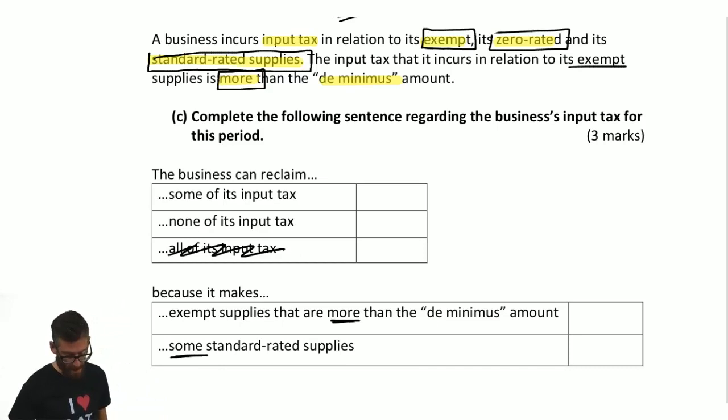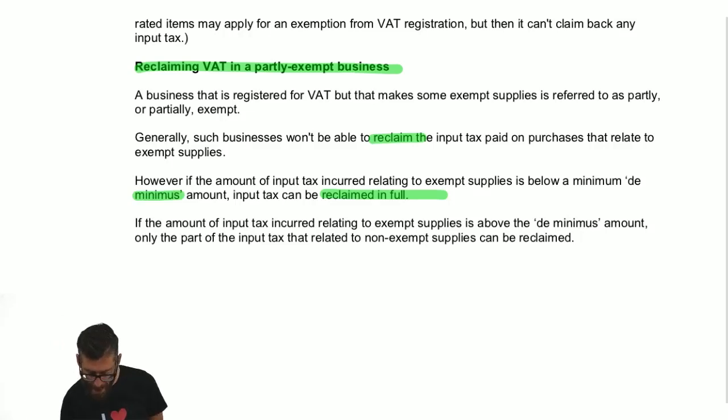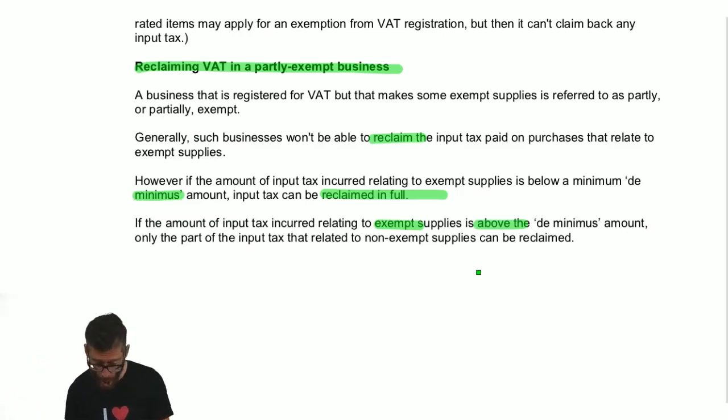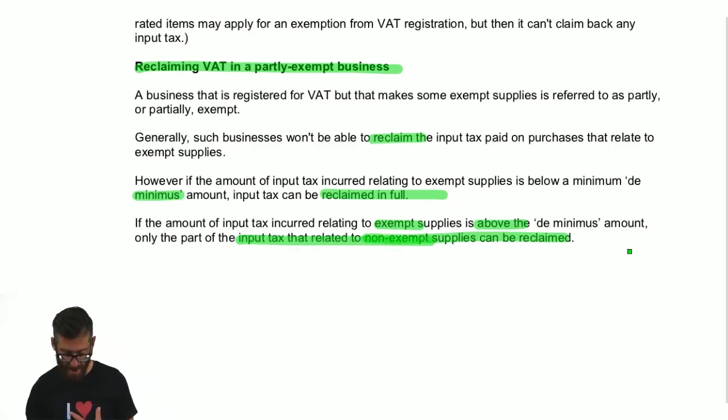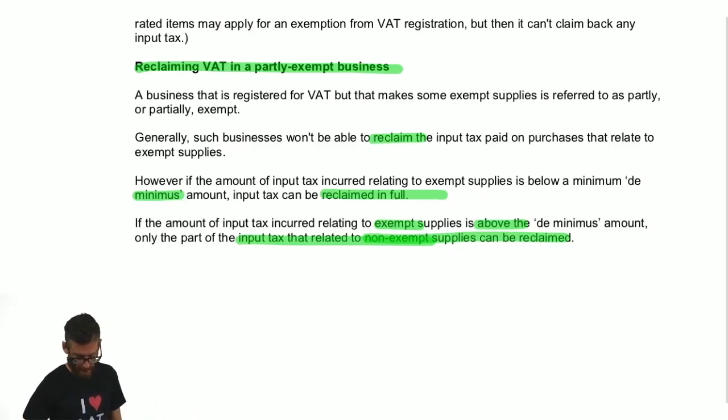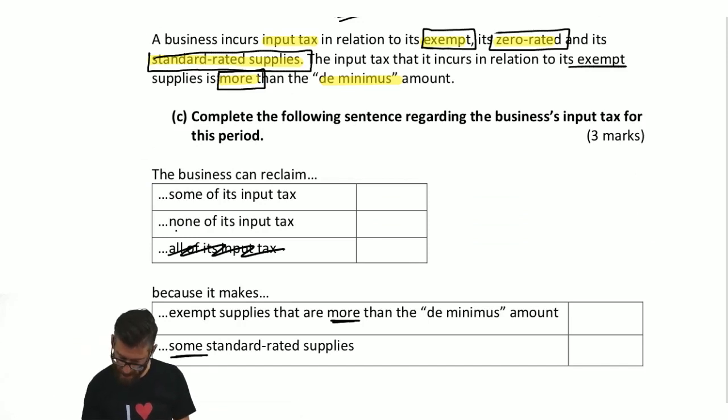Let's go back to the important page, shall we? If the amount of input tax incurred relating to exempt supplies is above the de minimis amount, and that's what we've been told, we're coming to our answer. Only the part of the input tax that relates to the non-exempt supplies can be reclaimed. Well, that means we can reclaim some, but not all. Guys, back here, it said some, but not all. So we are approaching an answer.